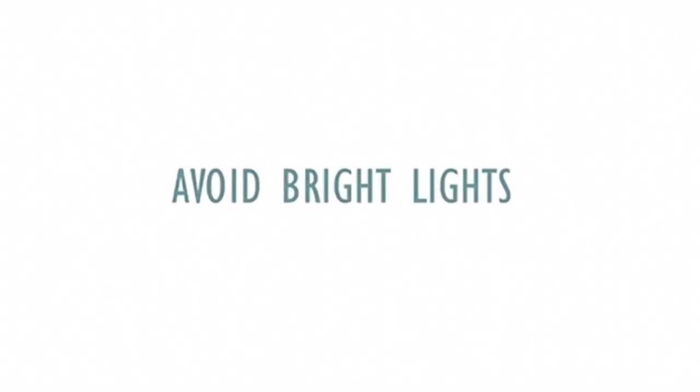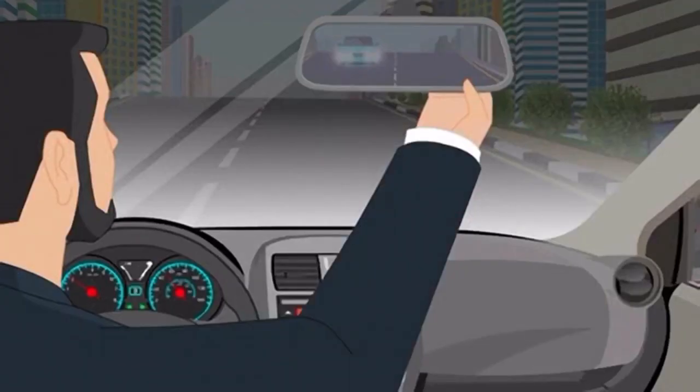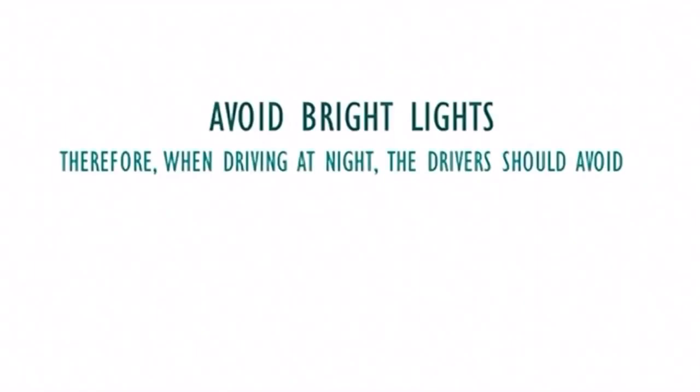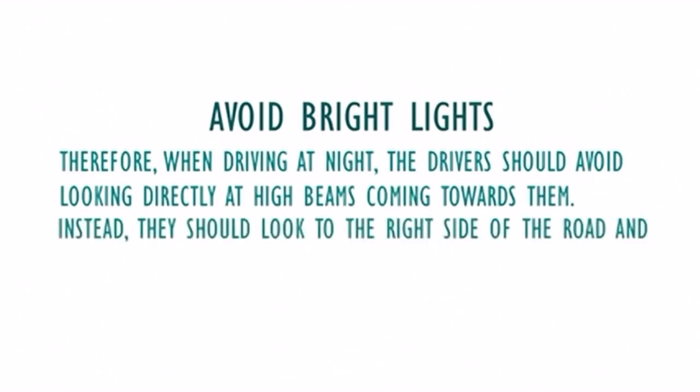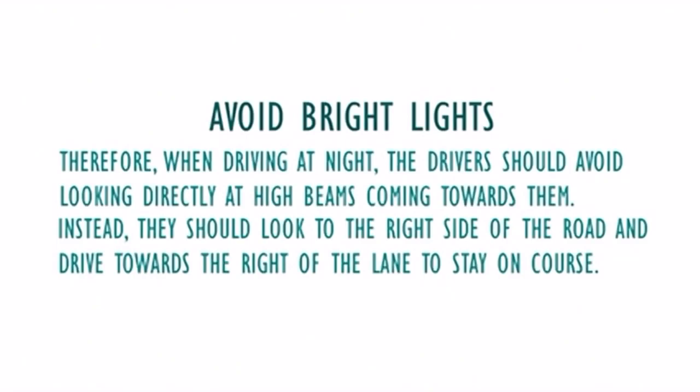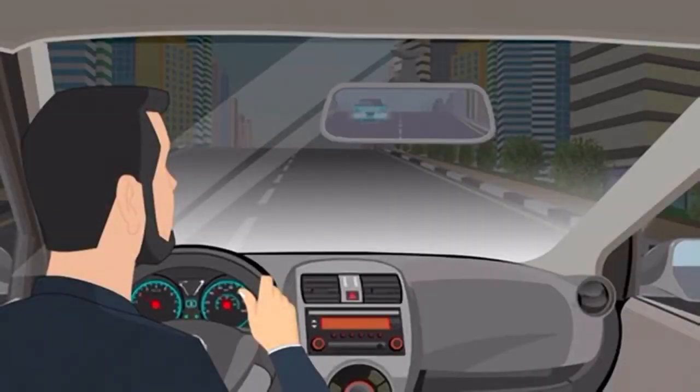Avoid bright lights. A bright light can greatly increase the amount of time the eyes need to adjust to darkness. Therefore, when driving at night, the drivers should avoid looking directly at the beams coming towards them. Instead, they should look to the right side of the road and drive towards the right of the lane to stay on course.